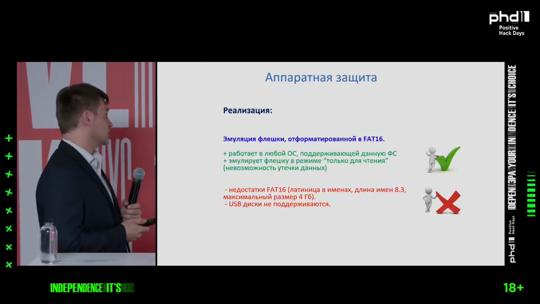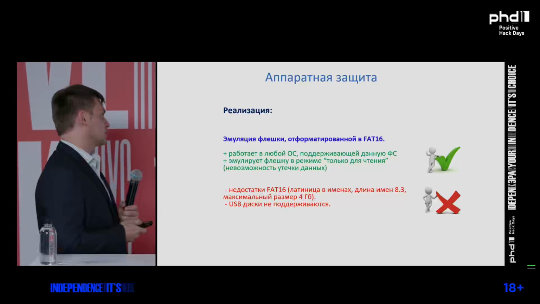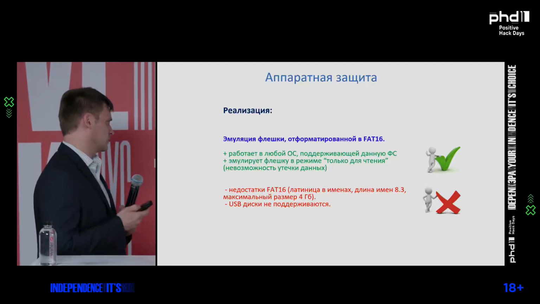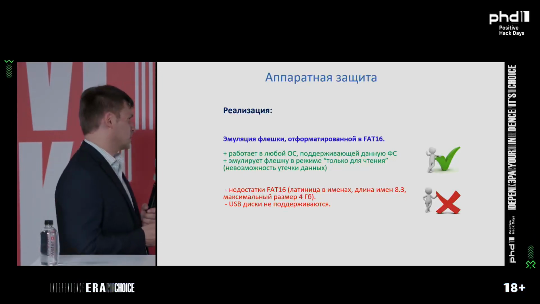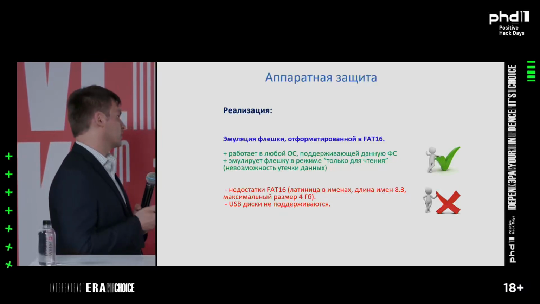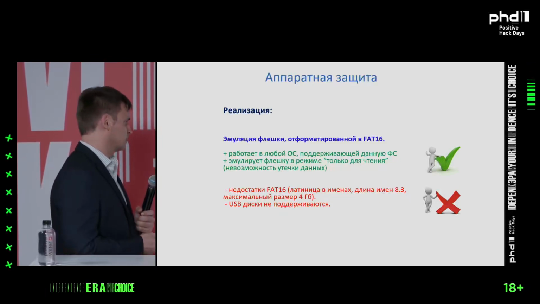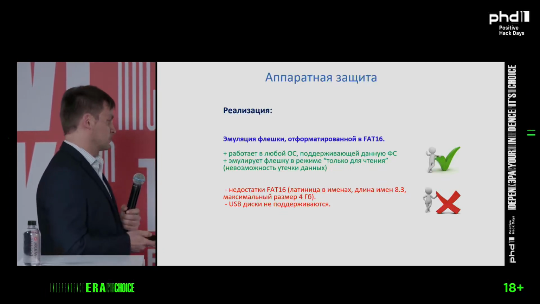So the implementation of this solution is the emulation of a flash drive which is formatted to FAT16. So we emulate FAT16, even if the drive is in FAT32. It is read-only, so data leakage is not possible. So it's a direct gateway for USB. But of course, we have all of the deficiencies of FAT16.